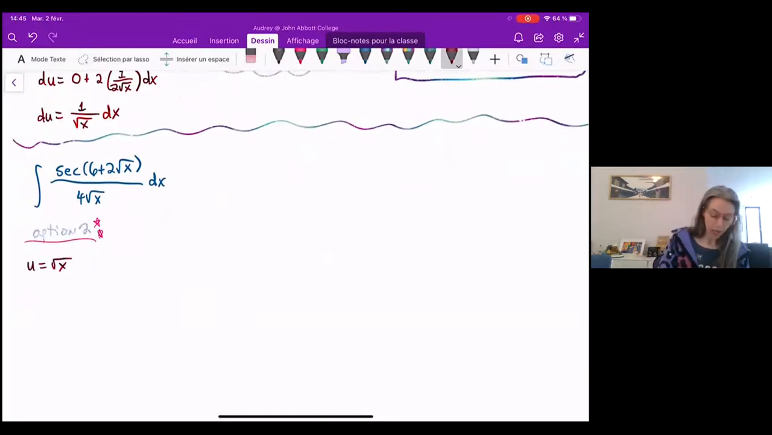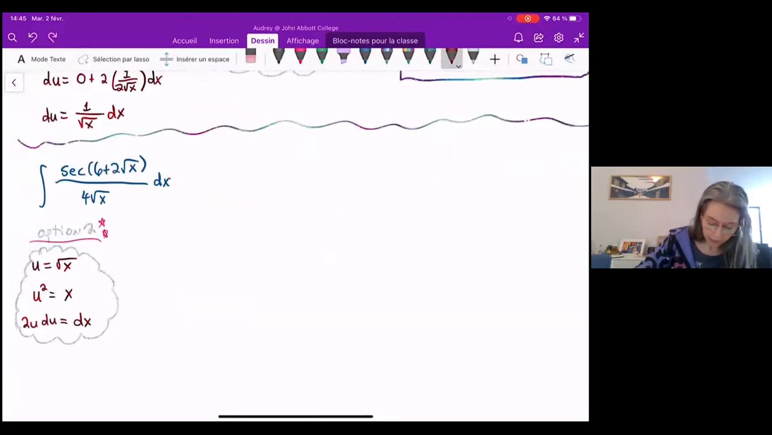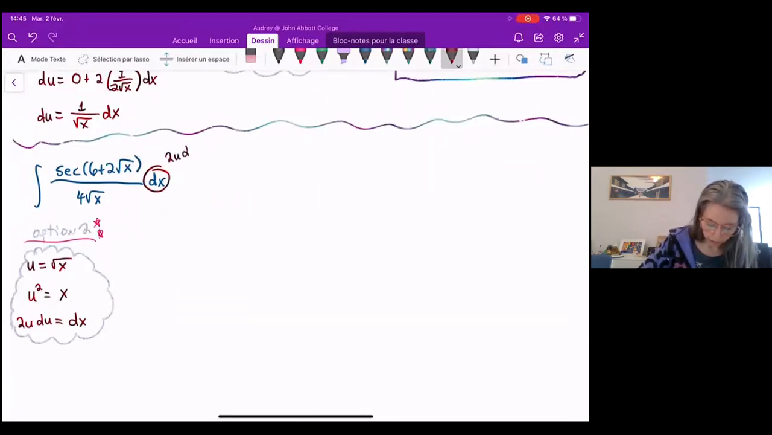And when we do that, we're going to immediately square both sides to get u squared equals x, and then take the derivative to have 2u du is equal to dx. So this will be my substitution. And then that dx right there is going to be replaced with 2u du. And when I see that square root of x, it shows up twice, that square root of x is going to become my u.